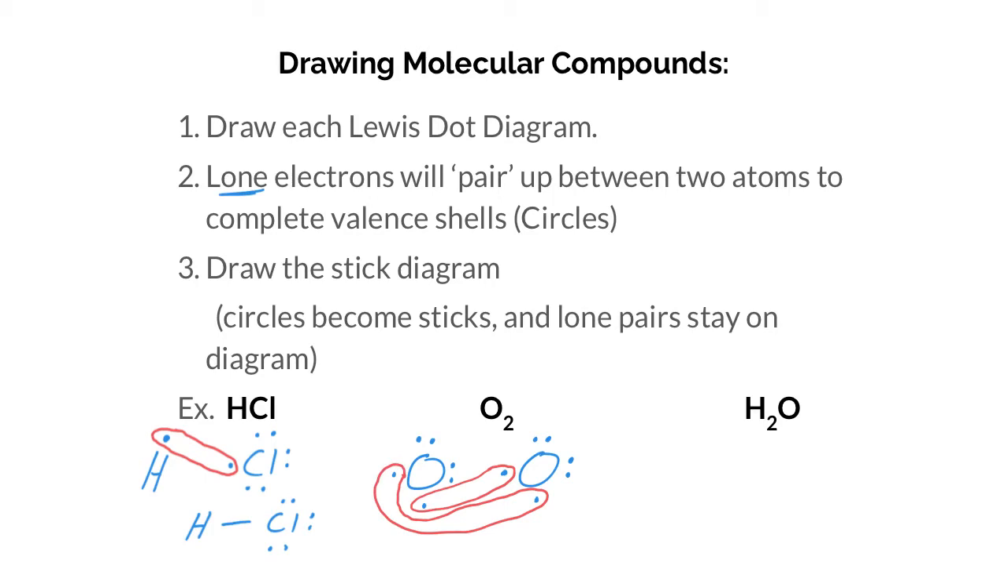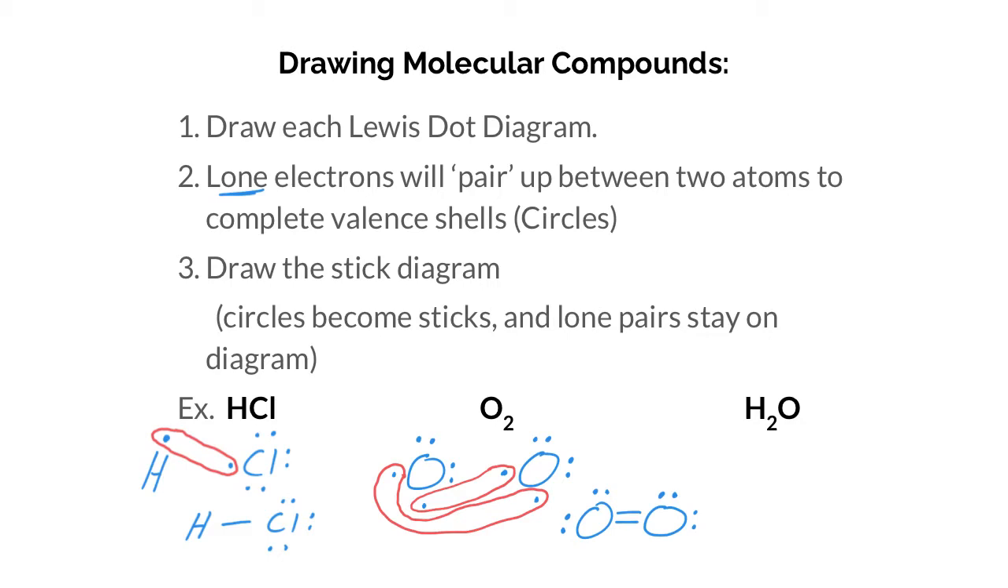Part 3, we draw the stick diagram. In the stick diagram, the circles become sticks. So I can illustrate this by having my 2 oxygens, and there are 2 bonds, 2 covalent bonds between those oxygens. The pairs of electrons stay on the diagram, and so I need to make sure I illustrate that as well. So there are 2 sets for each of those.